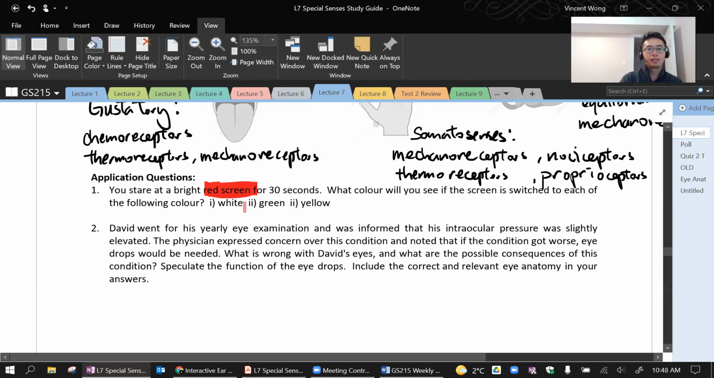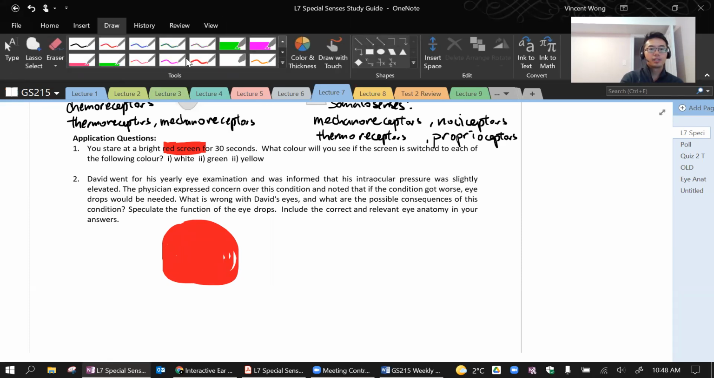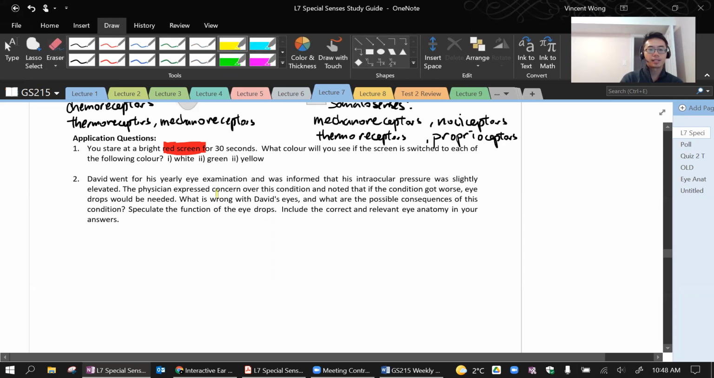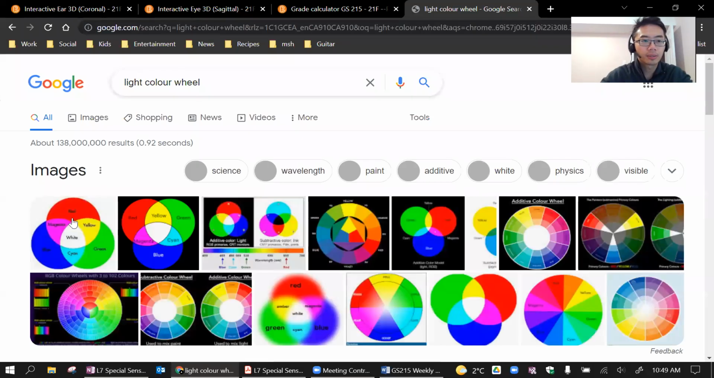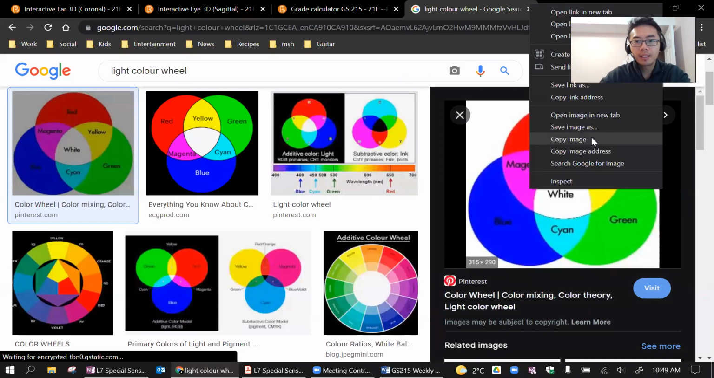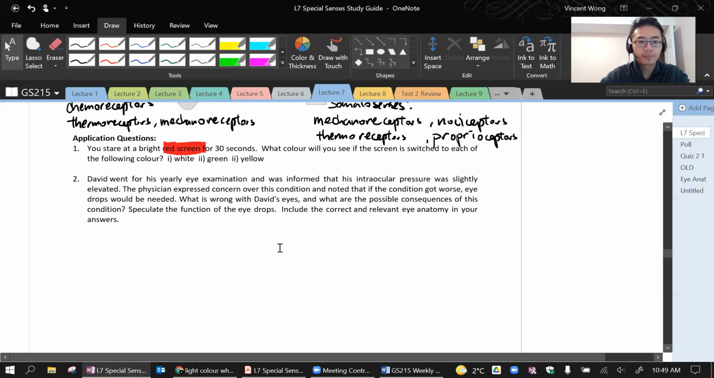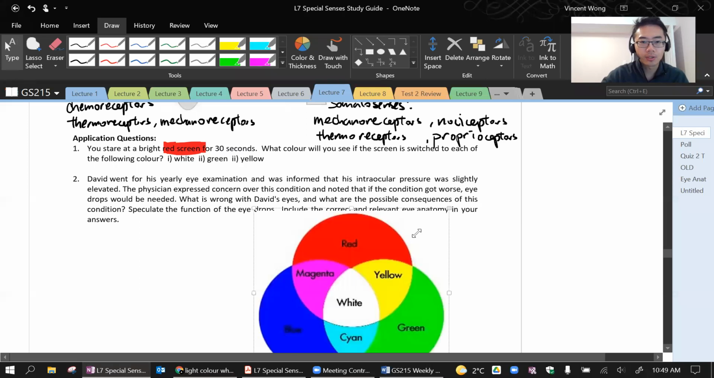Okay. So let me just help you refresh your memory. You have three kinds of photoreceptors, right? You have the red, you have the... actually this is not going to work because this is coloring color. What we need is a light color wheel. Does that work? Oh, there we go. Can I copy this somehow? Okay. So I'll put this here and then I will let you answer the question.